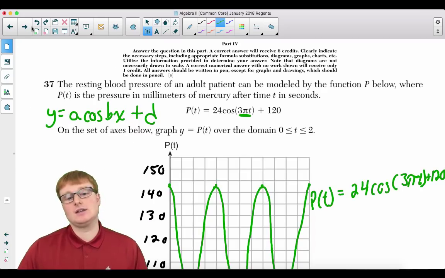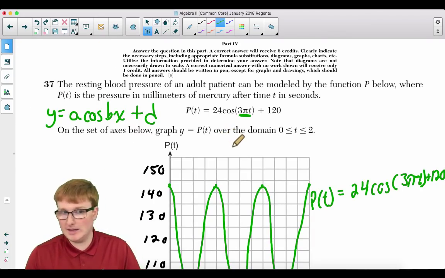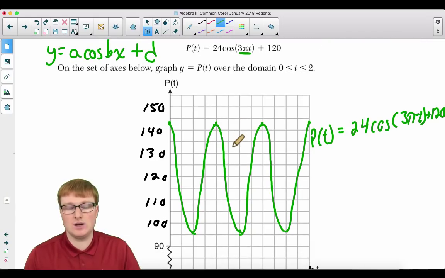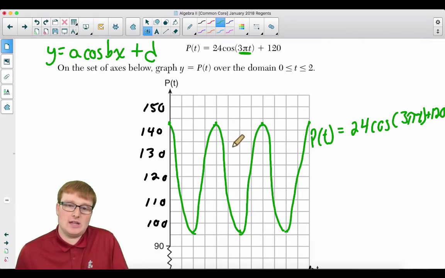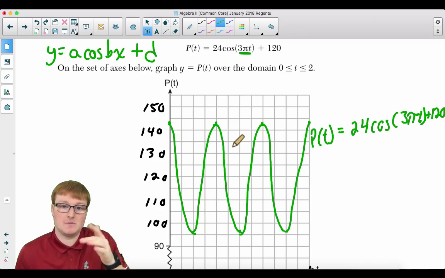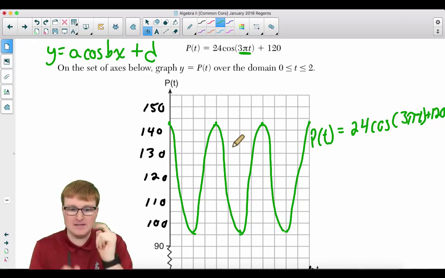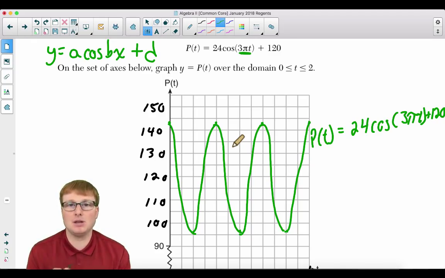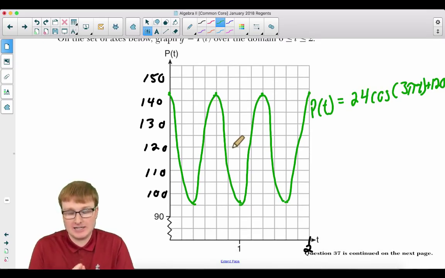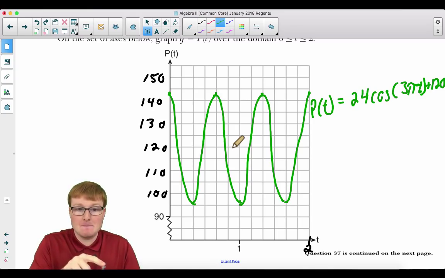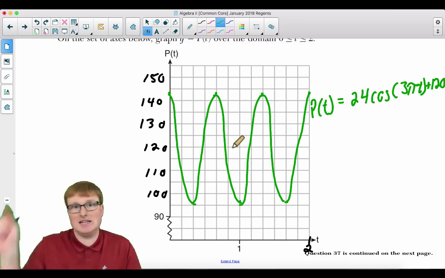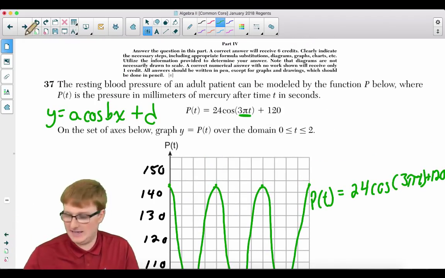So the period, and it's talking about the resting blood pressure of an adult patient. Well, the amplitude is the blood pressure range. It's going from 96 to 142. The period, on the other hand, represents the oscillation, the movement of up and down between the maximum and the minimum blood pressure levels in 2/3 seconds. That's what the period is. So the period is the amount of seconds that this is oscillating back and forth. So we're going to write that down.